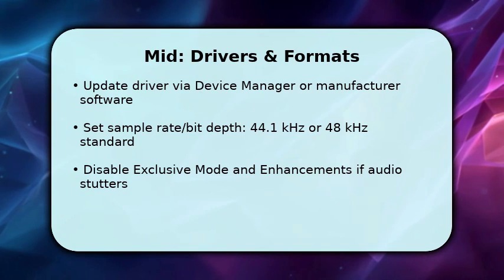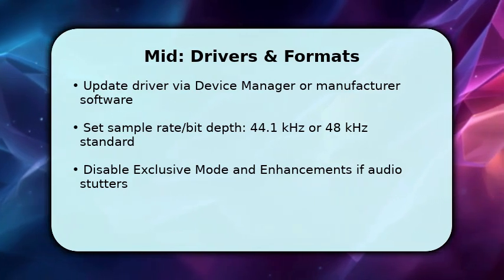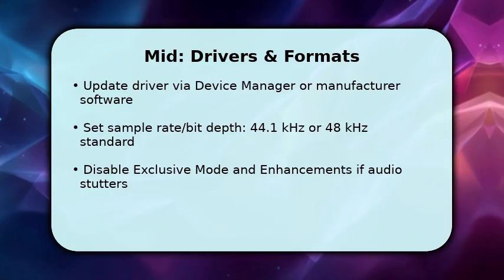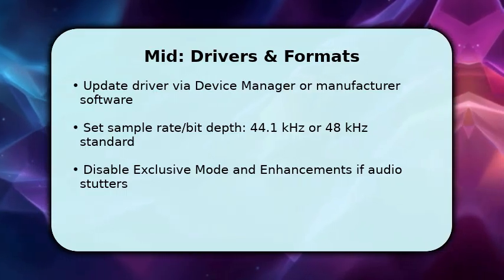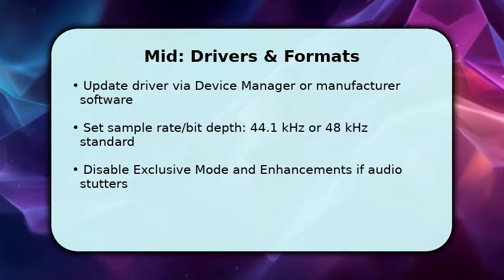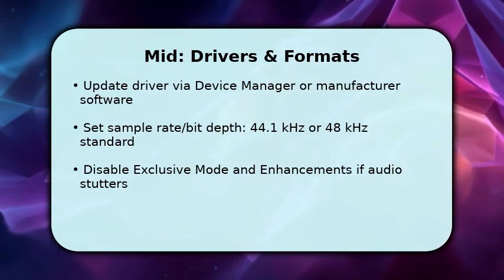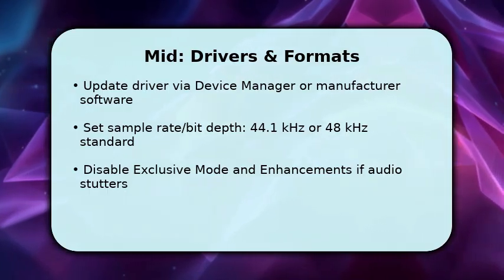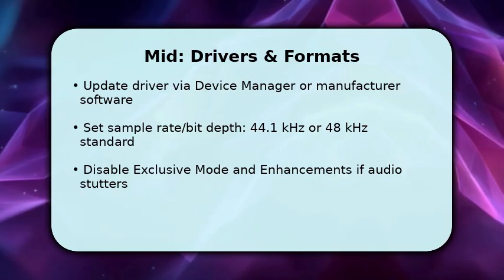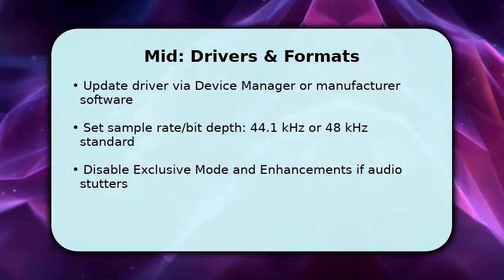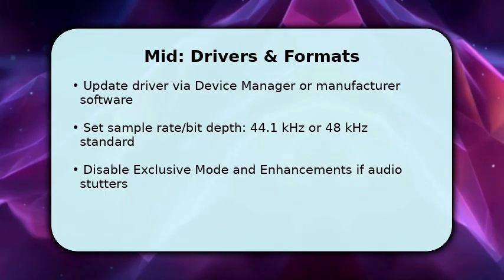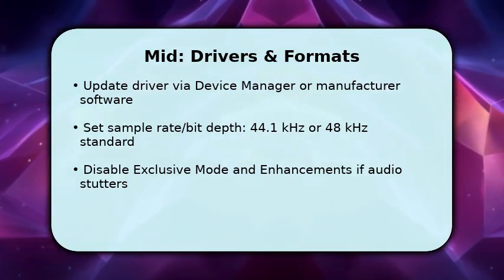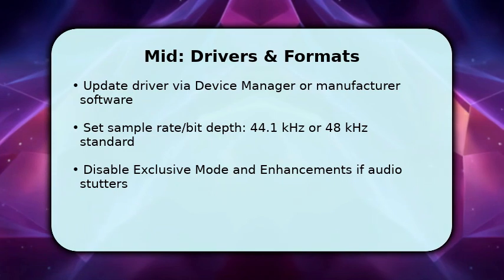Next, update the audio driver. Use Device Manager or the OEM Updater, because outdated drivers cause dropouts and device mismatches. Then open the Device Properties Advanced and set a standard sample rate like 44.1 kHz or 48 kHz, mismatched rates cause clicks. Also, disable exclusive mode and audio enhancements if you hear distortion. These grab the device exclusively or apply DSP that breaks some apps. Make sure to apply changes and test after each adjustment to isolate the cause.